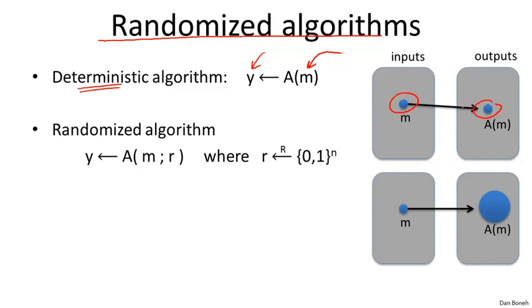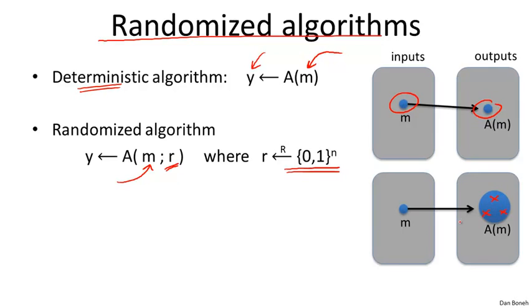A randomized algorithm is a little different in that, as before, it takes the input data m as input, but it also has an implicit argument called r, where this r is sampled anew every time the algorithm is run. In particular, this r is sampled uniformly at random from the set of all n-bit strings for some arbitrary n. Now what happens is every time we run the algorithm on a particular input m, we're going to get a different output because a different r is generated every time. So the first time we run the algorithm, we get one output. The second time, a new r is generated and we get a different output. The third time, a new r is generated and we get a third output, and so on.